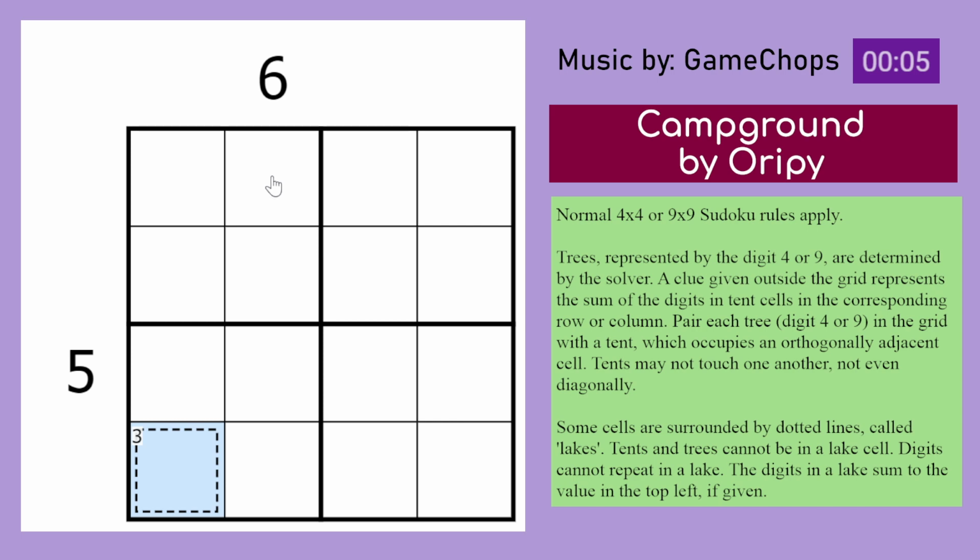So, let's look at the rules. Normal 4x4 Sudoku rules apply, so place the digits 1 to 4 in every row, every column, and every 2x2 box. This is now not tenths anymore, we're calling this camping.